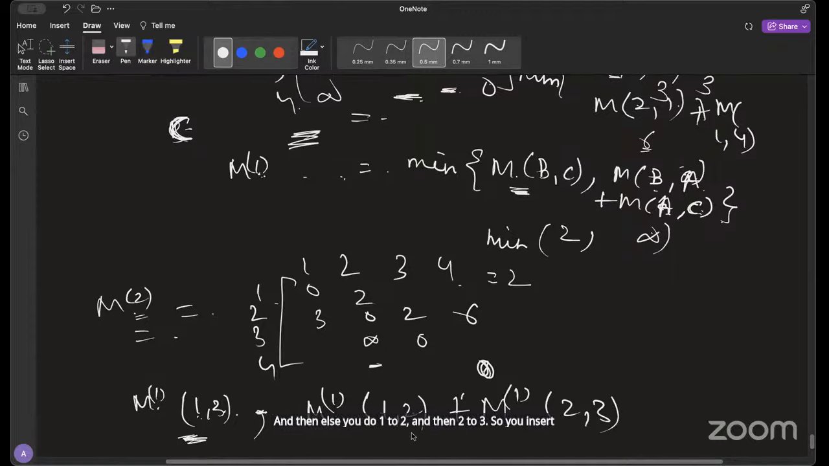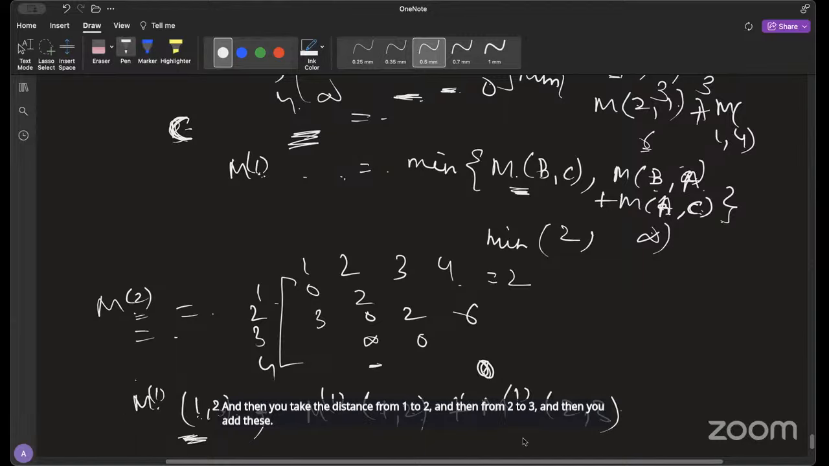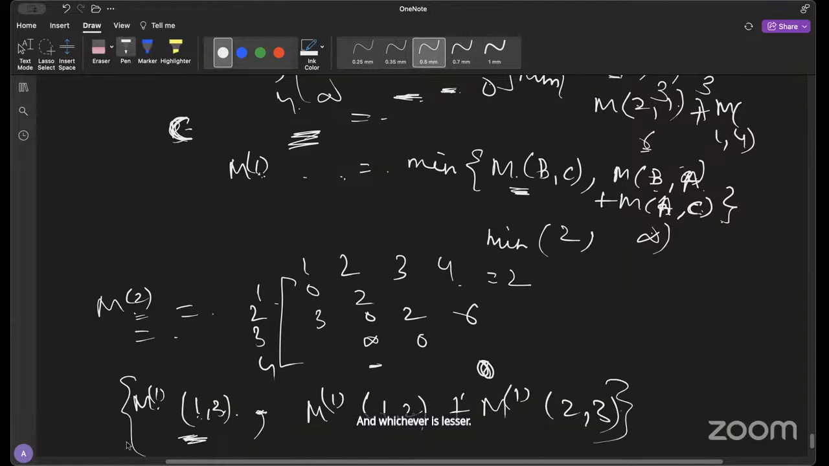So you insert a 2 between 1 and 3. And then you take the distance from 1 to 2 and then from 2 to 3. Then you add these two. And whichever is lesser, the minimum of these two, you write here in the 1 to 3 entry.